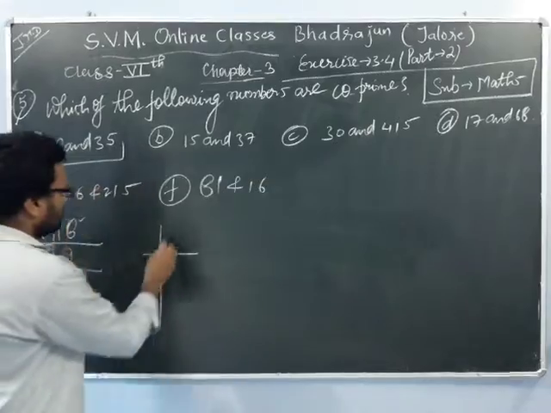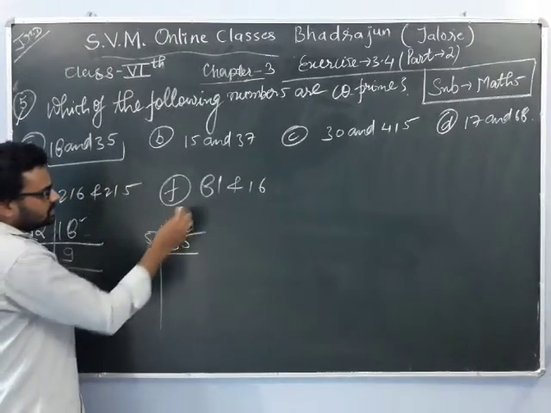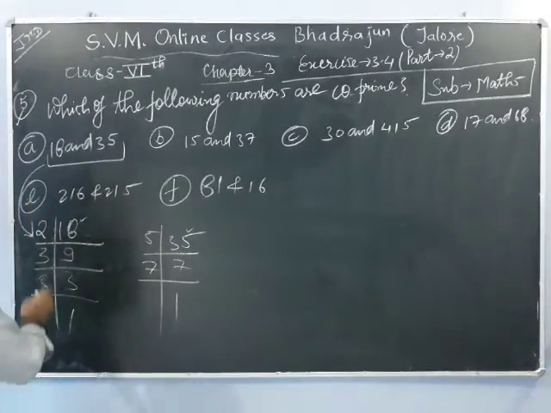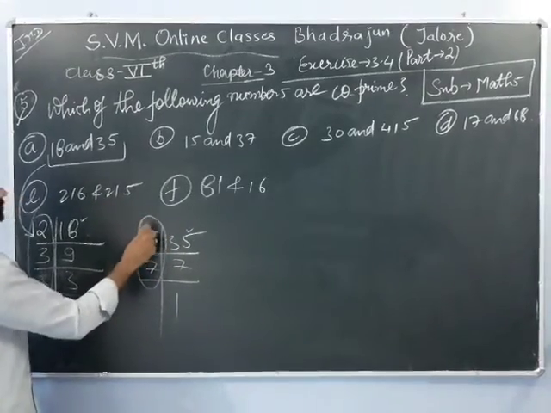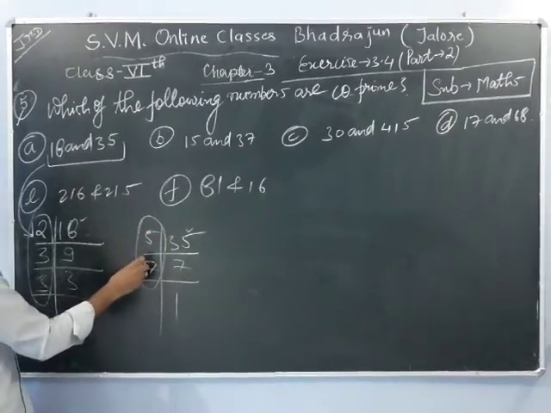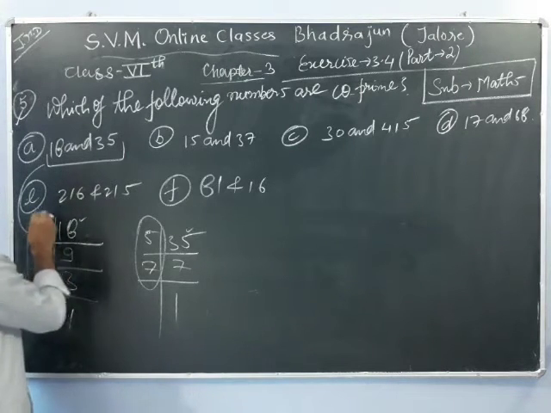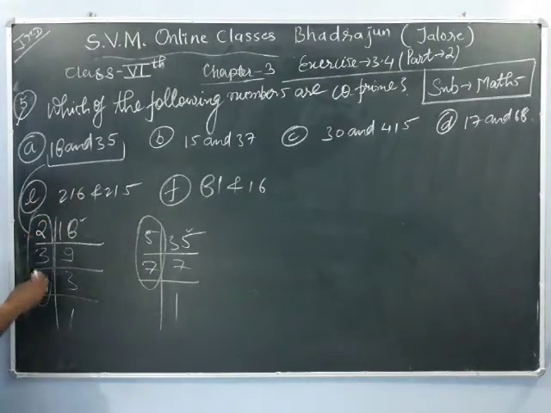Okay, now let us move towards 35. 5, because the unit place digit is 5, so 5 7s are 35, and here 7 1s are 7. Now here we are seeing no factor is common in between these two. No common factor is there in between these two. Here it is clearly visible that a single factor is not common between these two. Okay, so we will give our response here.